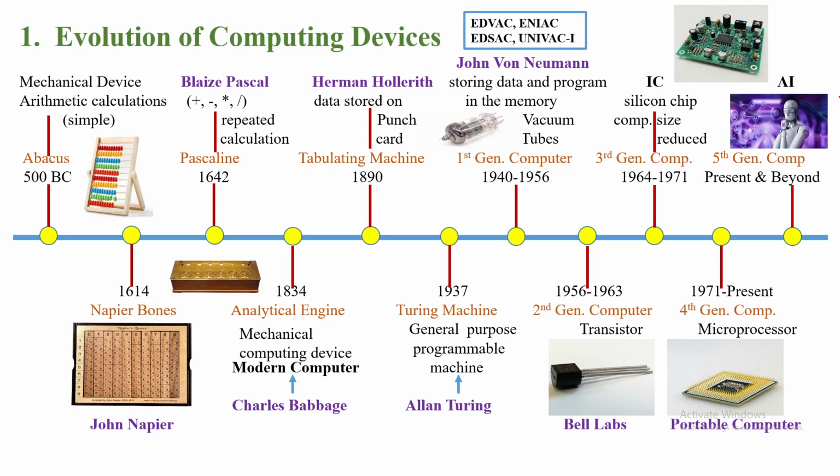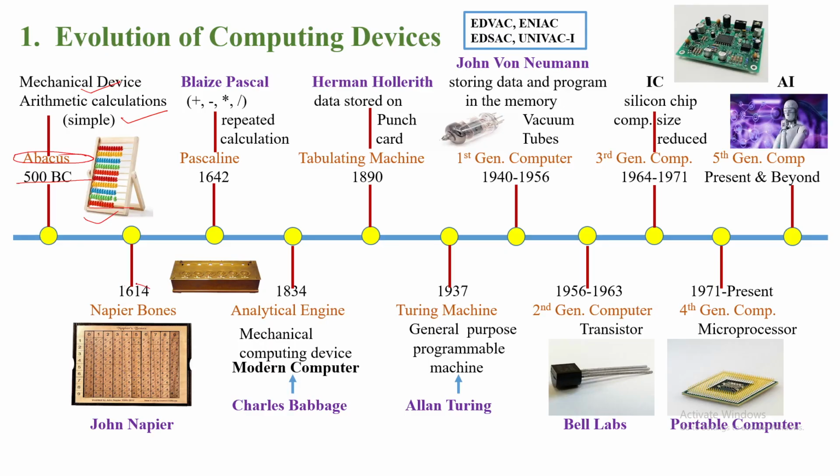Evolution of computing devices. In this slide, I will explain the history of computing devices and which machine was invented in which year. First, in 500 BC, the abacus was invented. For what purpose? Simple arithmetic calculation. See the abacus here: with a single digit, we can add. And it is a mechanical device.